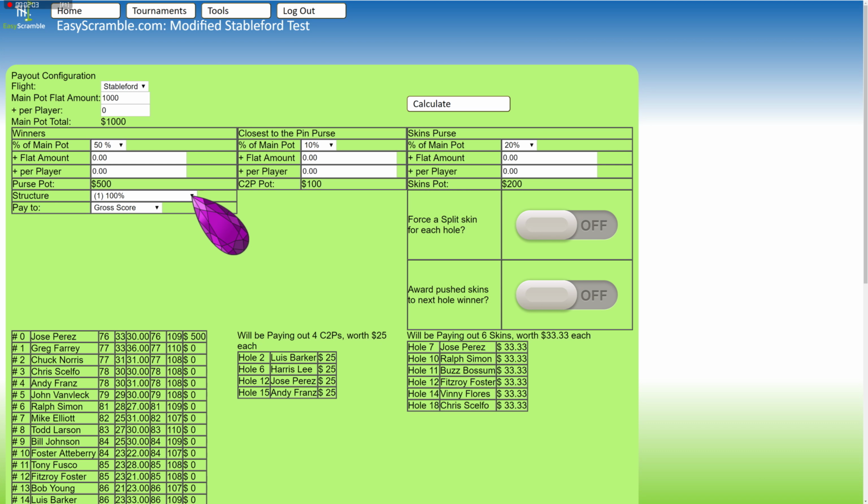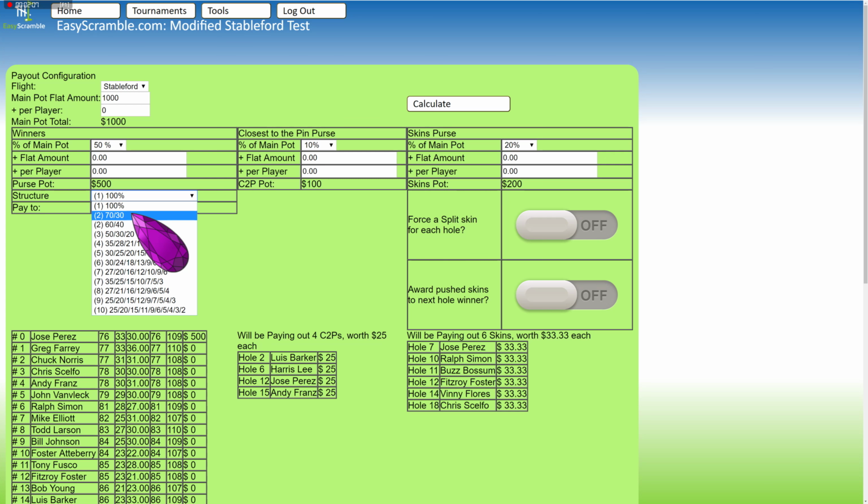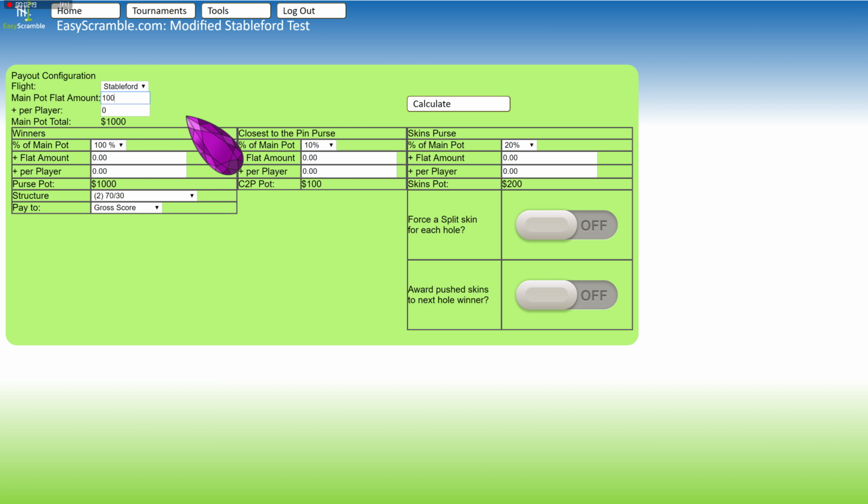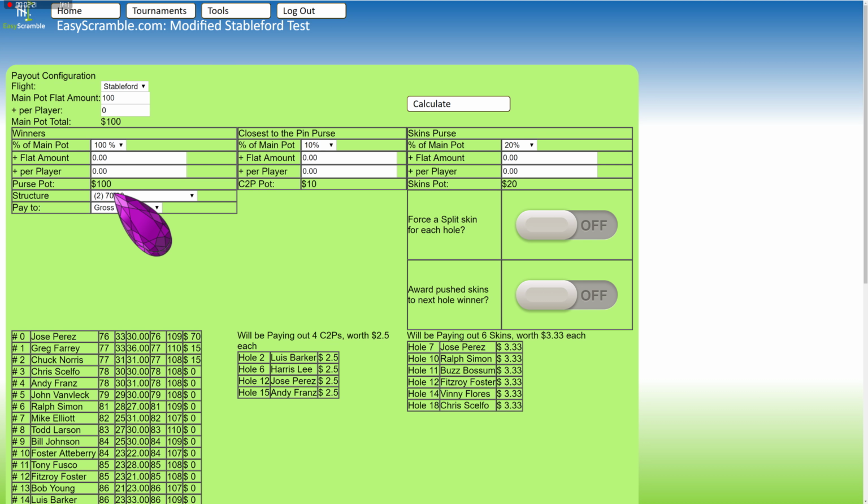Now let's see what happens if we take this and pay it 2 positions. That's what this 2 is for. And we're going to do it in a 70-30 split. So let's go back to 100% of the money of $100. Makes it much easier to follow percentages in what we're doing. 70% going to the winner. 70% of $100 is $70. Second place paid 30%. There was a tie between these two guys, so they split it and each got $15.